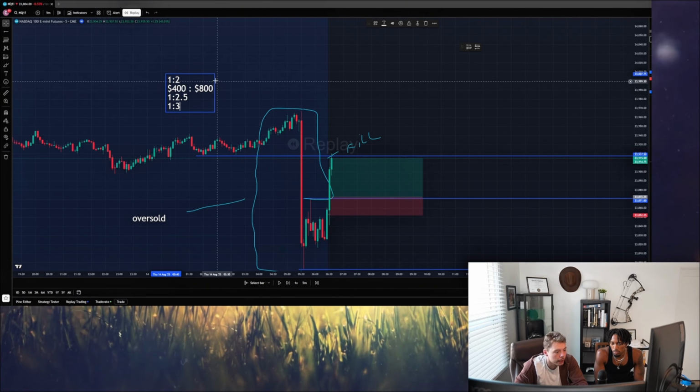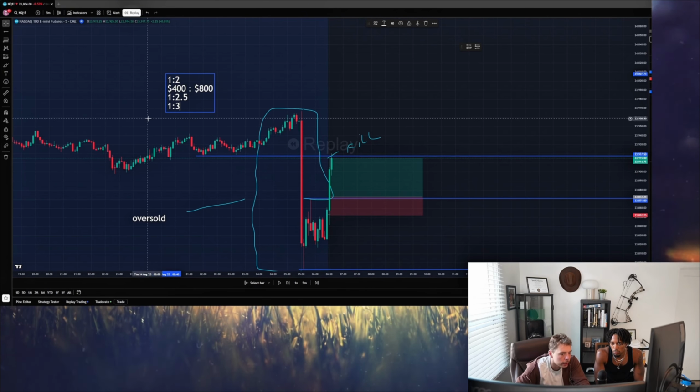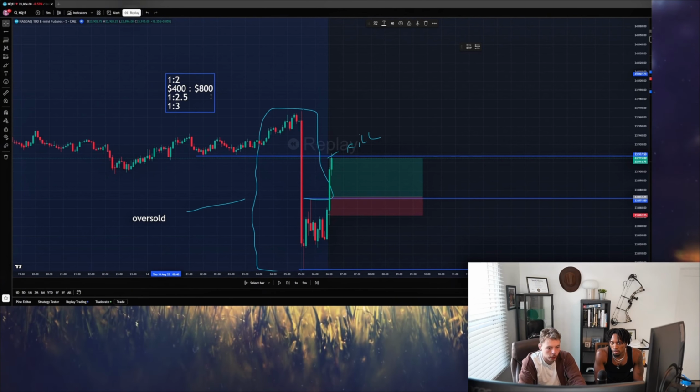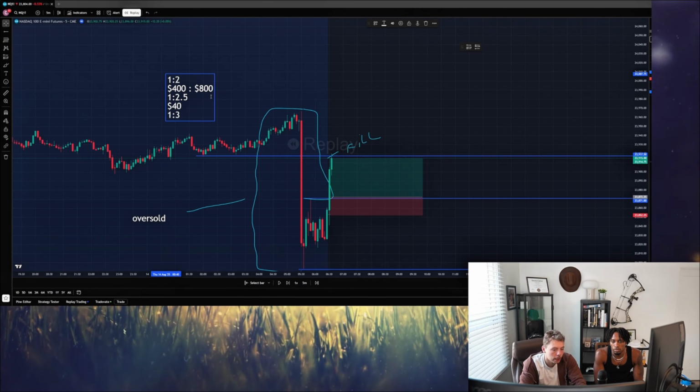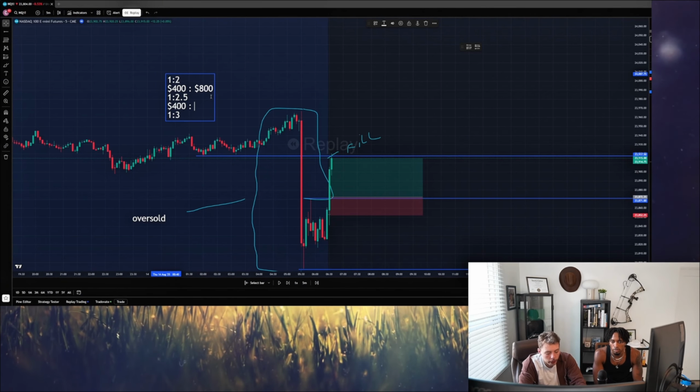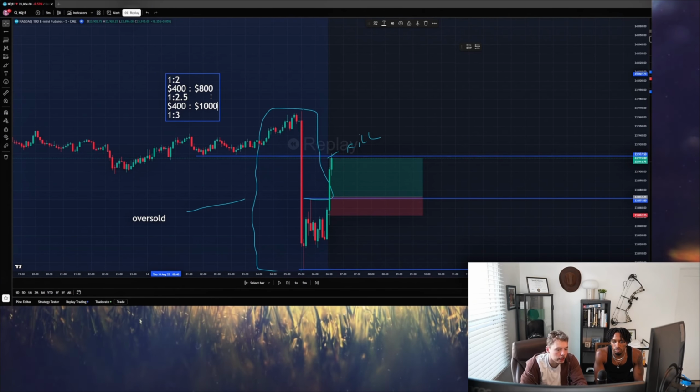And by risking like we are doing now, you don't break the consistency rule, right? 1 to 2.5, what does that mean, guys? At a $400 risk, we're going to be making $1,000. That's still under our consistency rule.